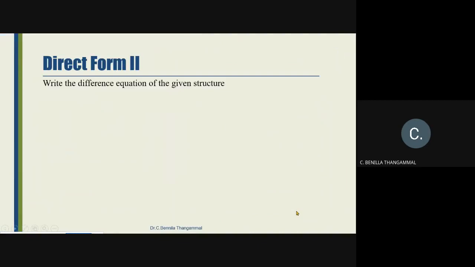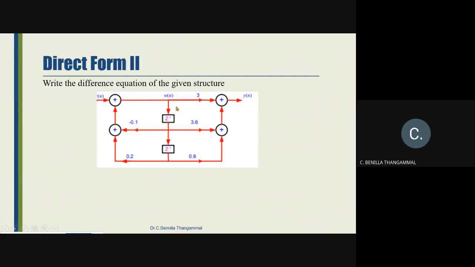So now we can see how to write the equations directly by seeing the structure in direct form 2. Write the difference equation of the given structure. So this is your direct form 2, and it has common delays here. Have to keep it in mind: this side belongs to x and this side belongs to y. So this is quite opposite to direct form 1. In direct form 1, this side has output and this side is input. But in direct form 2, it is the reverse of direct form 1.